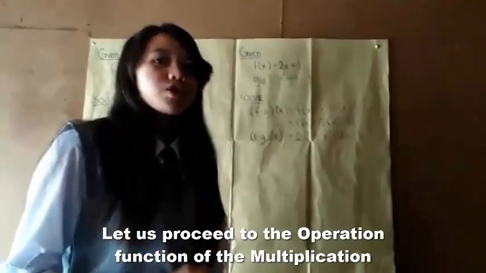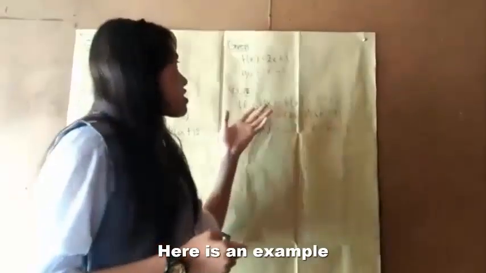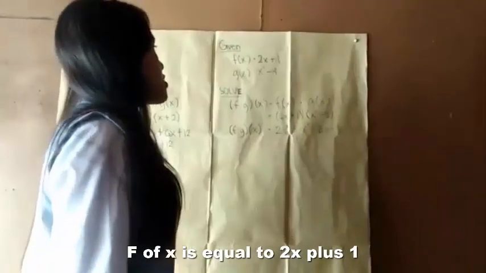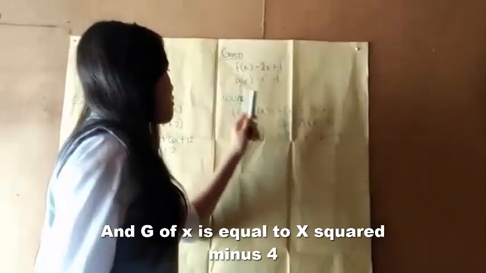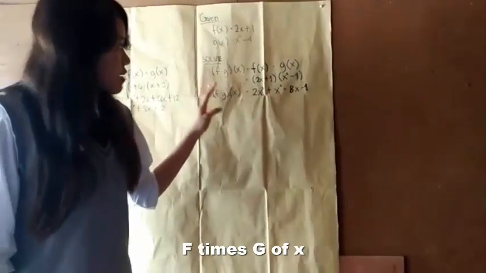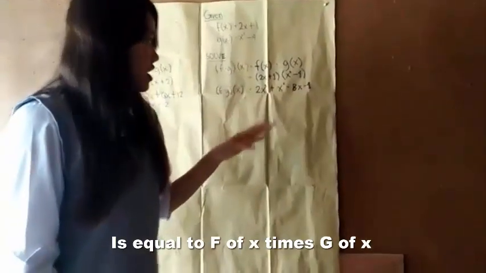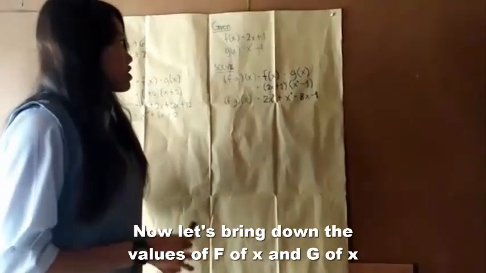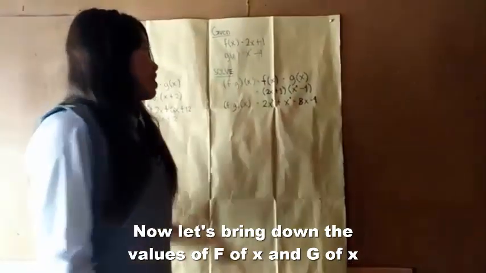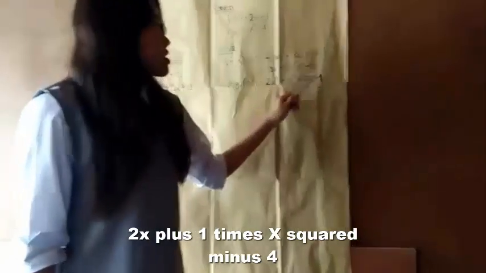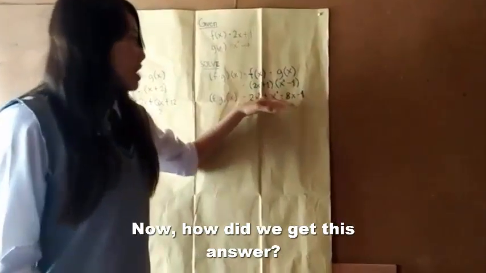Proceed to the operation of functions, multiplication. Here is an example. We have the given f of x equals 2x plus 1, and g of x is x squared minus 4. To solve this problem, (f times g)(x) is equal to f of x times g of x. Now let's bring down the values of f of x and g of x, which is 2x plus 1 times x squared minus 4. Now, how did we get this answer?